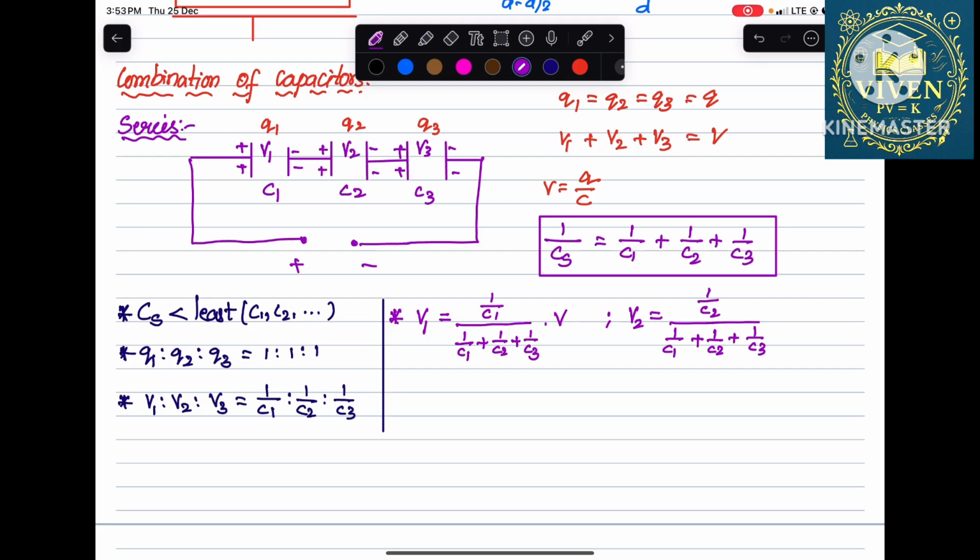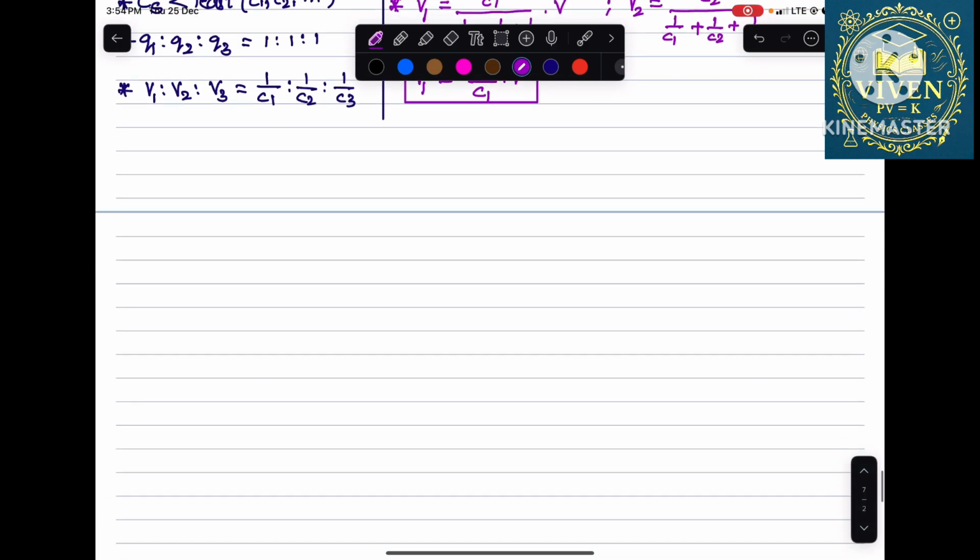That's it. In this way you can solve straight away. In short, I can write 1 by C1 plus 1 by C2 plus 1 by C3 means 1 by C series only. 1 by C1 divided by 1 by C series means C series by C1. So I can even write V1 is equal to C series by C1 into V. Similarly V2 and V3 you can calculate in this way. So this is the combination of capacitors when connected in series.